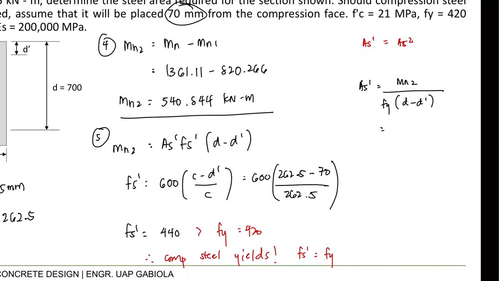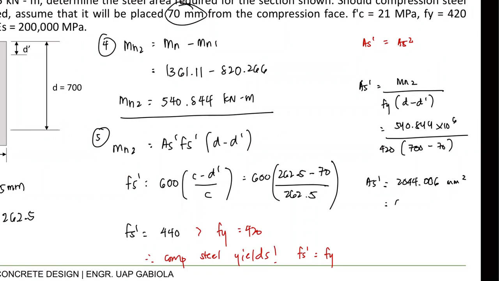So that is Mn2, that is 540.844 times 10 to the 6, over 420 times (700 minus 70). So As prime is 540.844 times 10 to the 6, over 420 times (700 minus 70). We have 2044.006 mm squared. So yan din yung ating value ng As2.